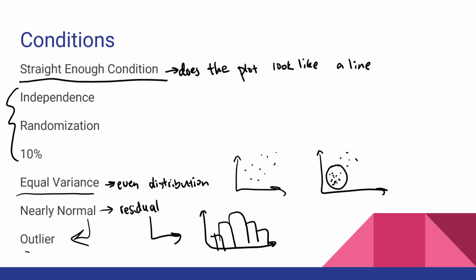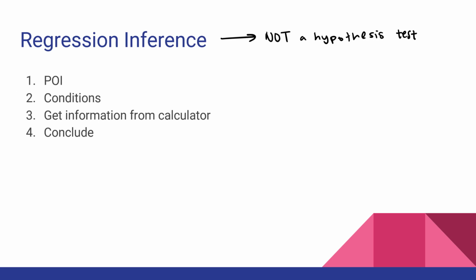We also have an outlier condition, which says that if there's an outlier, we probably should not do linear regression because outliers have such a major impact on the LSRL. So regression inference is not a hypothesis test, first of all. Regression inference basically is just when we have some data points, we put them onto a scatter plot, and then we get a sample LSRL for it.